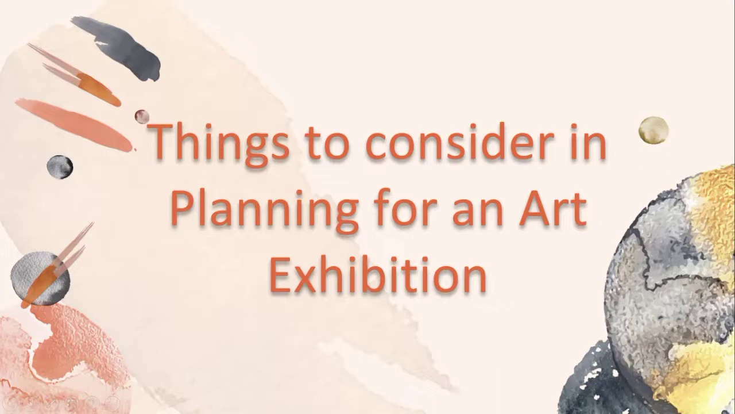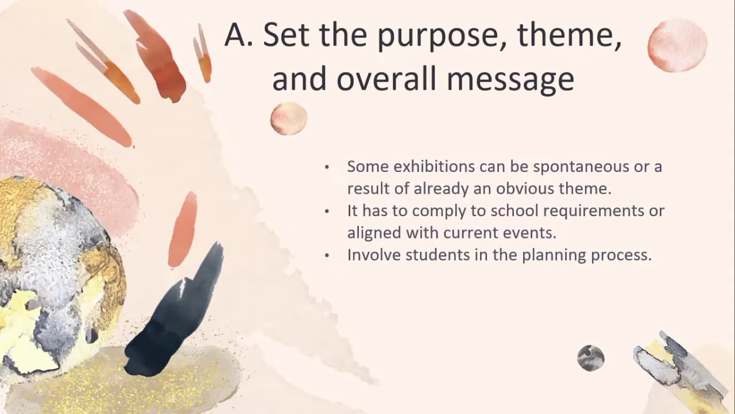First of those is to set the purpose, theme, and overall message. Why are we going to set the purpose or the theme of the overall message of the event? Some exhibitions can be spontaneous or a result of an already obvious theme. But in some cases, it has to comply with school requirements or align with current events. The overall theme should also reflect the students' ideas and values. So it is important to involve students in the planning process.